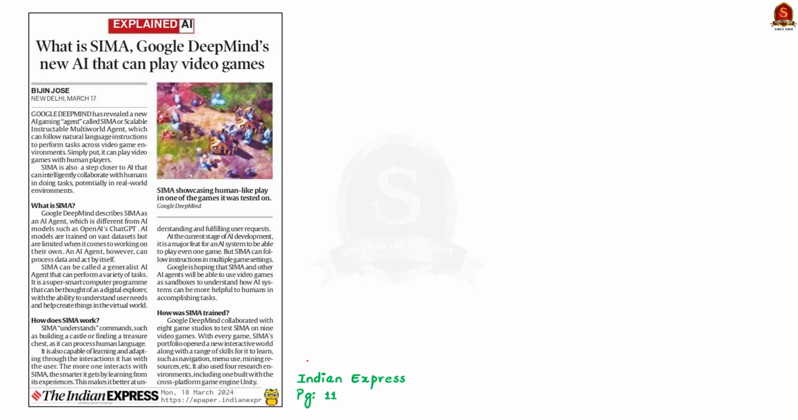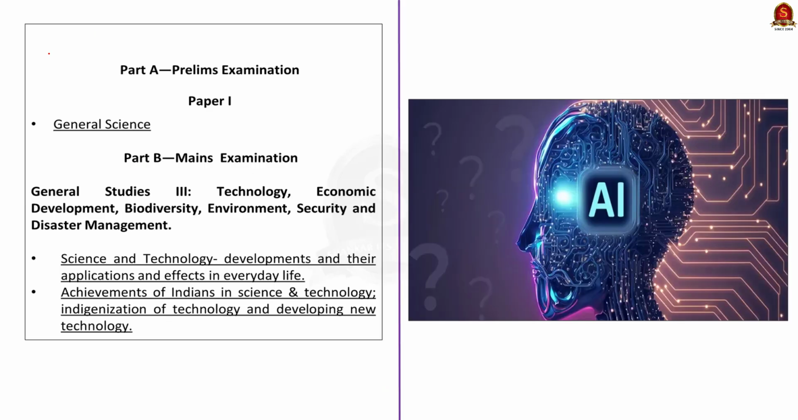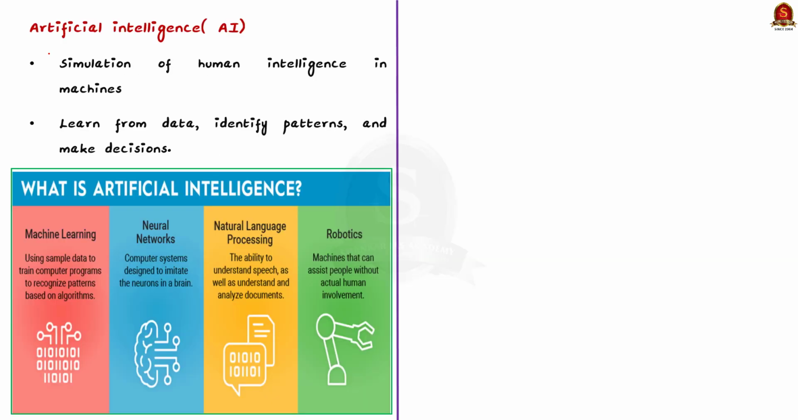Look at this article. Recently, Google's DeepMind has revealed a first-of-its-kind AI-based gaming agent called SIMA. SIMA stands for Scalable Instructable Multiworld Agent, which has the ability to follow natural language instructions. With this backdrop, let us understand in brief the working of SIMA from the prelims perspective. For those who don't know, artificial intelligence or AI is like teaching computers to think and learn like humans.